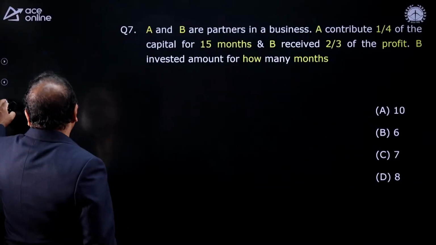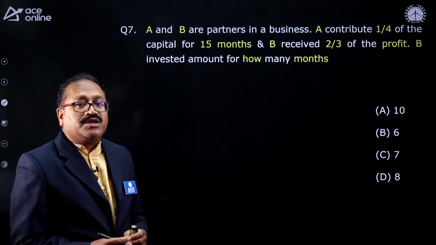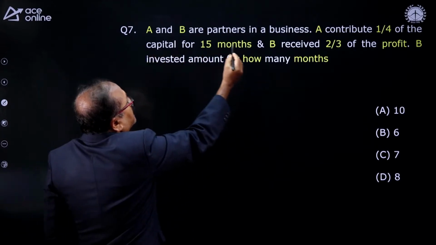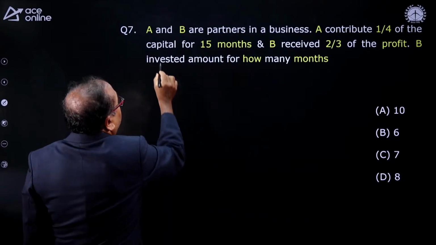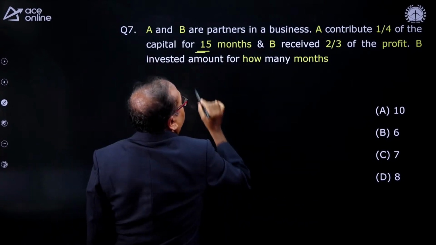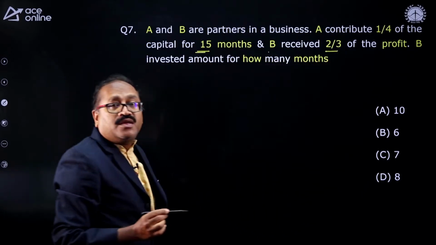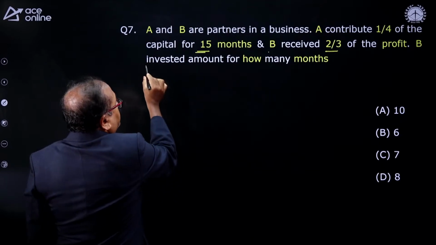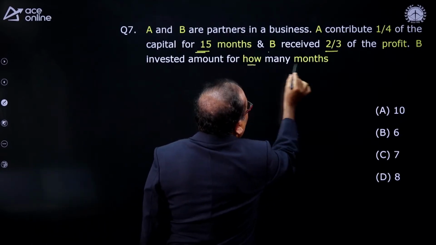Okay. So every day, 1 hour, we will practice quantitative aptitude, 11 o'clock to 12 o'clock. A and B are partners in the business. A contributes 1/4 of the capital for 15 months and B receives 2/3 of the profit. B invested the amount for how many months?